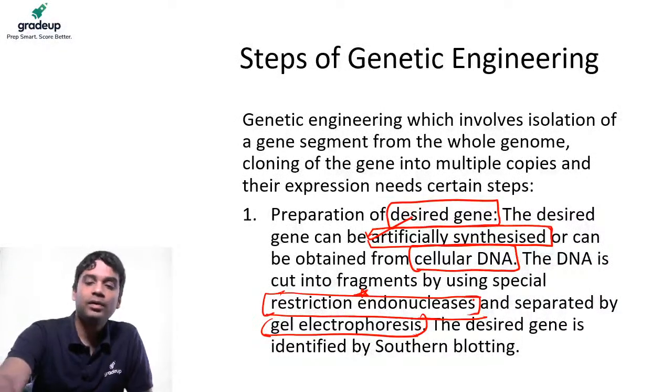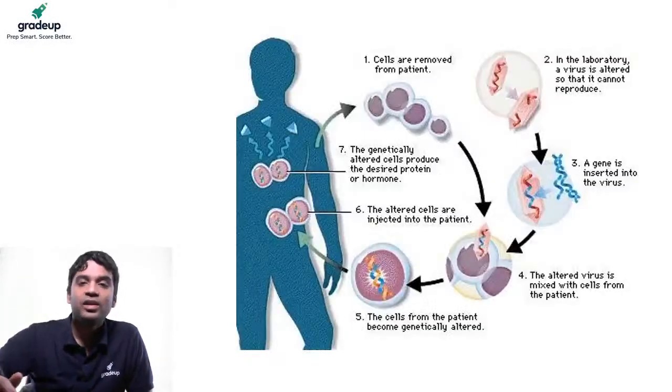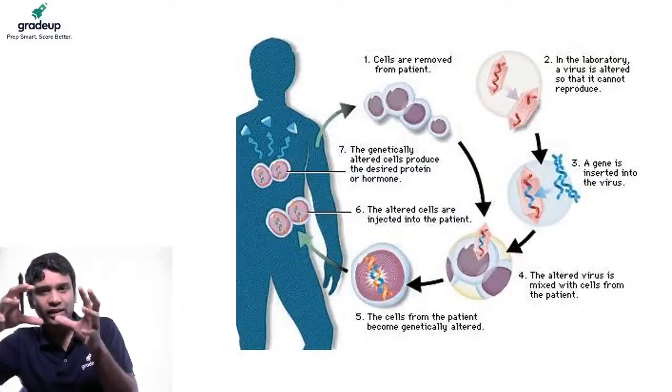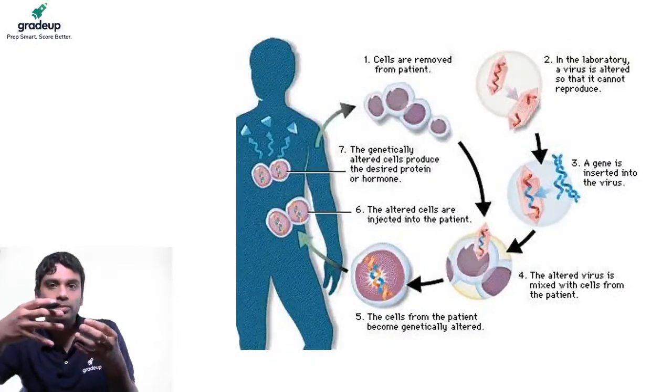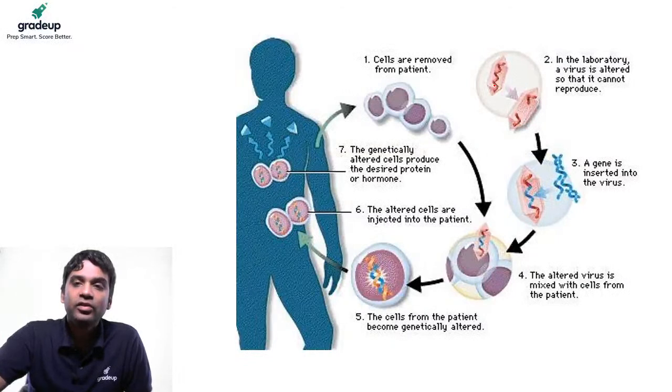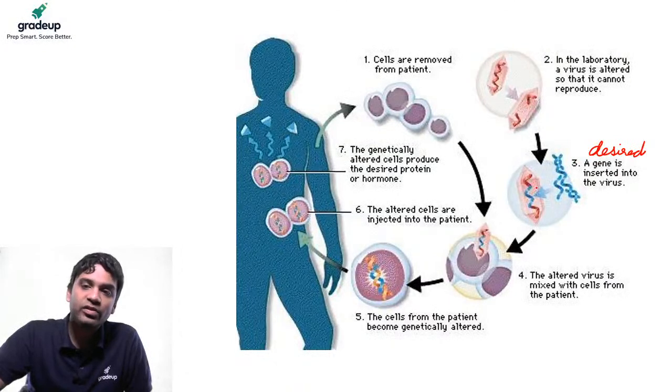Okay, you can look at this figure. So this is the whole process of genetic engineering. I'll tell you shortly here and I'll go through the text so that you'll understand. So in a lab, you're taking a plasmid virus which can reproduce, okay, from which you will get clones. And this is your desired gene. You're taking a desired gene and you insert it into the virus.